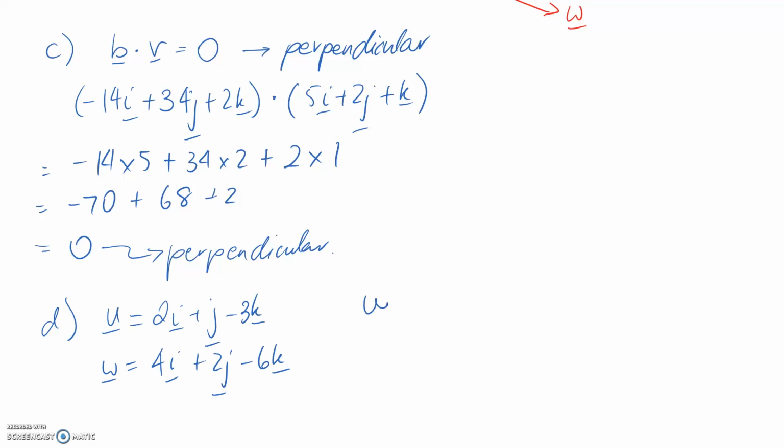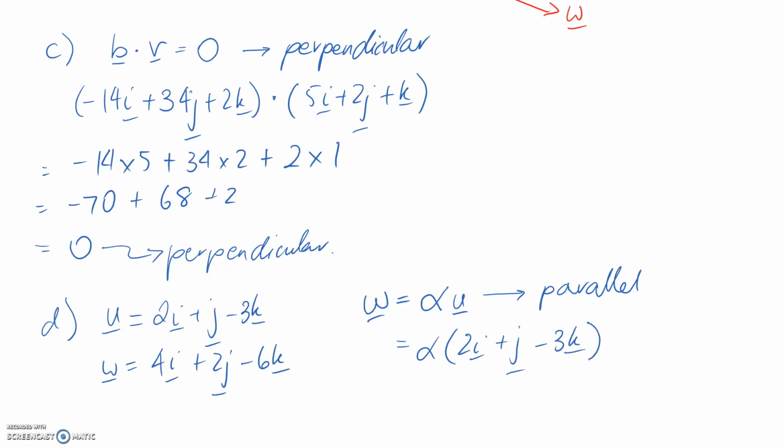So W is the bigger one. So I might make that one equal, so we want it to equal some number. I'll call it alpha, but you can call it anything, multiplied by U. Okay, so if this is true, we have actually some number that can slot in here, then those vectors are indeed parallel to each other. So let's substitute this in. So it's 2i plus j minus 3k. So we need this to equal this vector here.